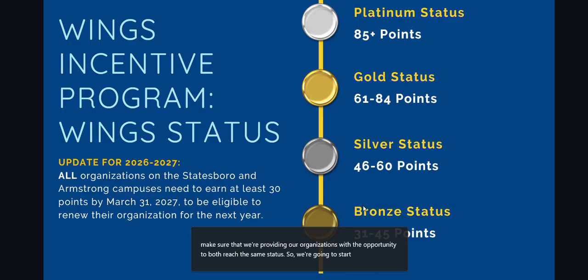So we're going to start by reaching the bronze status. That bronze status is going to be 31 to 45 points. The silver status is going to be 46 to 60 points. The gold status 61 to 84 points, and the platinum status 85 points or more.